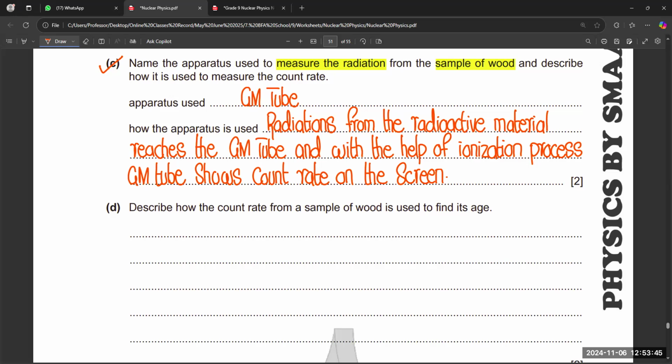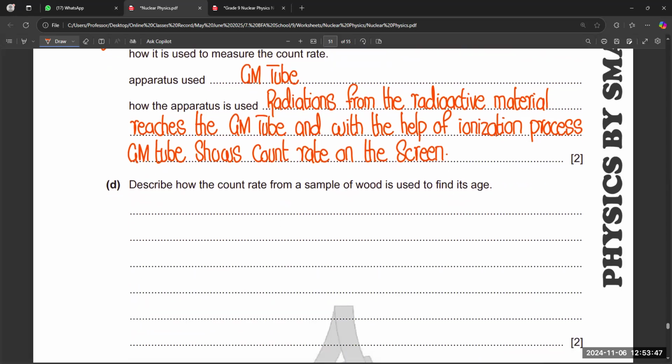In the same way, in part D, let's suppose you are in the lab and you need to find out the half-life of any type of sample given to you. Just like the same sample we are talking about: describe how the count rate from a sample of wood is used to find its age.